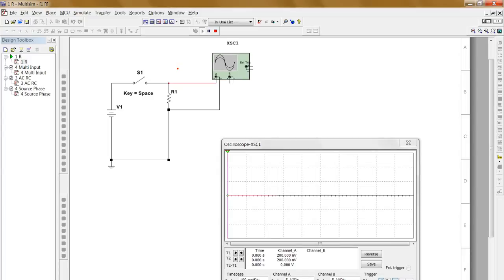This is kind of anticlimactic. I close the switch, the current or the voltage goes right up. I open the switch, it goes right down. Close, open, close, open. So you see the current instantly starts going through the resistor as soon as I close that switch. Nothing surprising there. Let's turn off that and go back to our show.